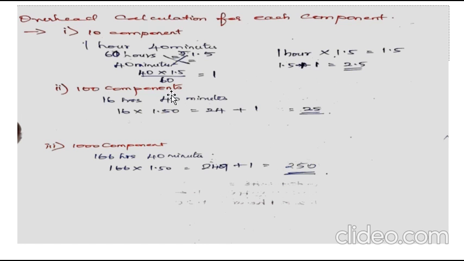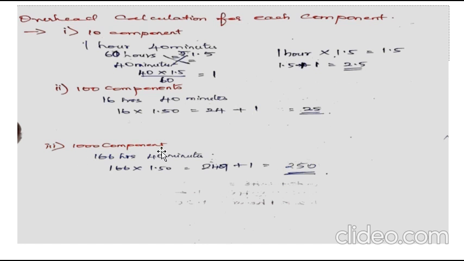Next, for 100 components, the number of hours it is working is 16 hours 40 minutes. So for 16 hours, you know the rate. For 1 hour it is 1.50. So you will calculate 16 hours into 1.50, which will give you 24 rupees. For 40 minutes, how much is the rate? 1 rupee. So 24 plus 1 will give you 25.